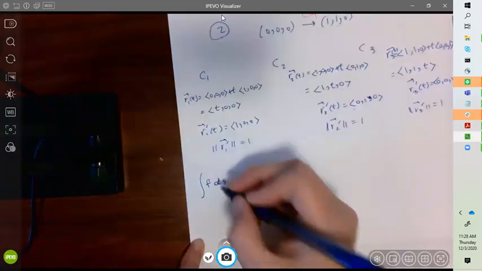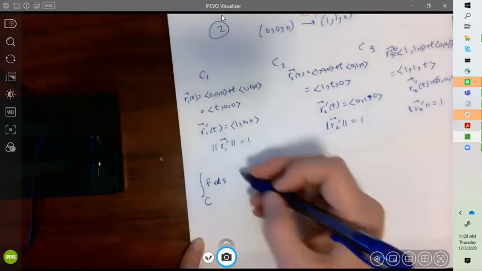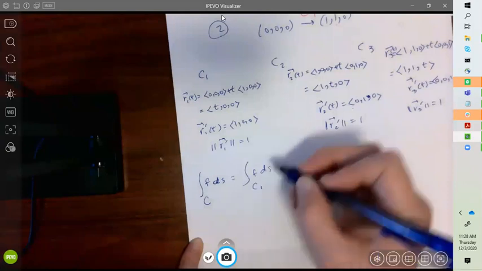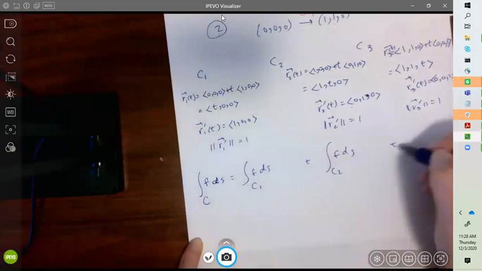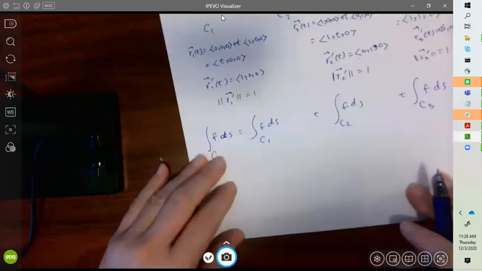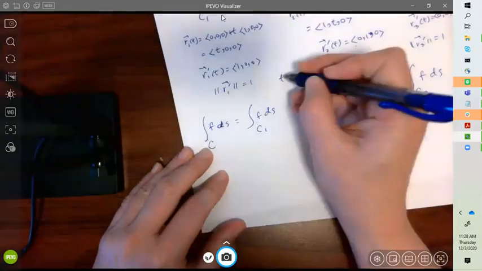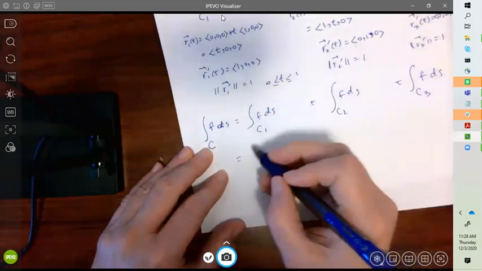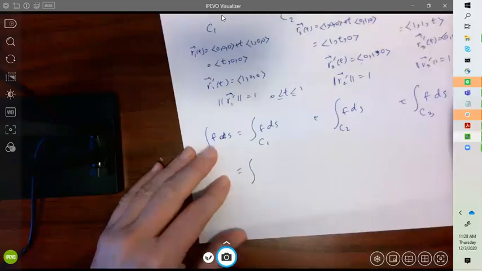This is going to break down into f ds over C1 plus f ds over C2 plus f ds over C3. And that is this one. Again, all these parameterizations were nice because we knew t is going to be between 0 and 1. So the first one is just going to be plugging into the f. Let me write down f again.